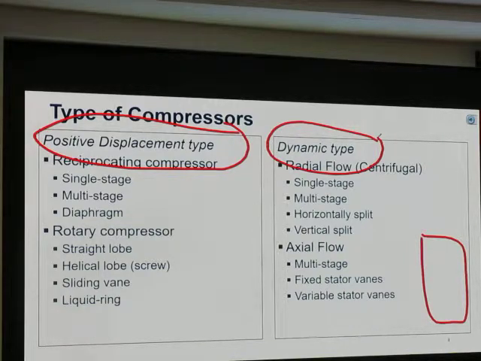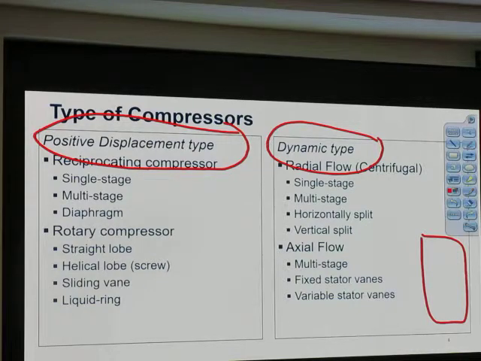PD or centrifugal? It's just two choices, come on. What? The Vane-Type. When it has a piston inside, let me repeat my question. Mr. Lewis, when it has a piston inside, is that PD type or dynamic type, sir? PD. Oh, correct. Very good.